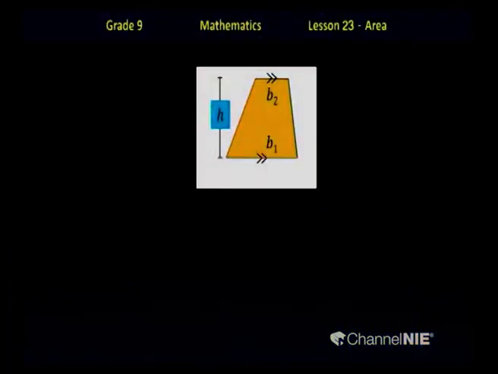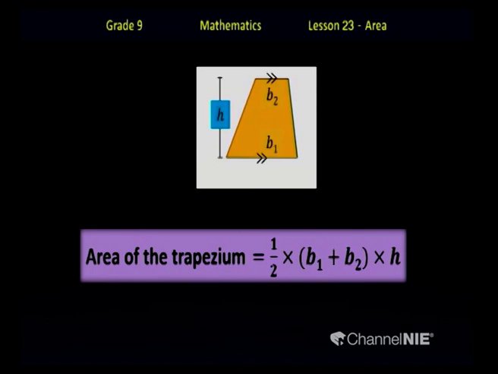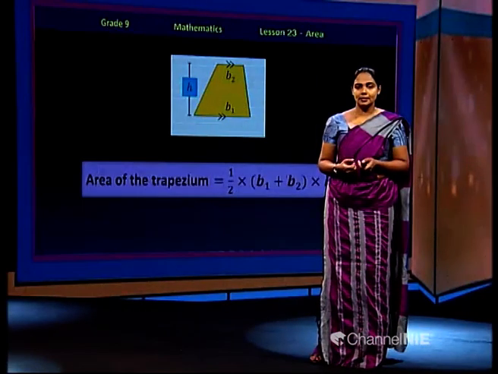Here I am showing it again. There is a trapezium with two parallel sides b1 and b2, and the perpendicular height between them is h. Finally, we can arrange the area of the trapezium this way: half into b1 plus b2 into h. The area of the trapezium is half into the sum of the parallel sides into the perpendicular height. Now my dear students, let's solve some problems.